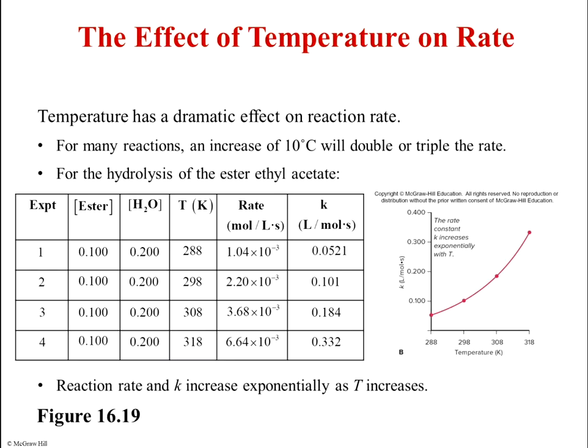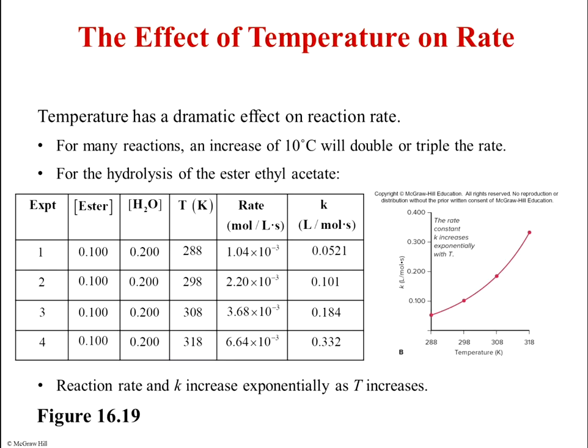So if we do this hydrolysis reaction, here we have 4 experiments where we have the same ester concentration and the same water concentration. And we're changing our temperature from 288 up to 318 Kelvin. You can see that the reaction rate is increasing. And since the concentrations are constant, that tells us that if the rate is increasing, the rate constant must be increasing. That's what's driving the reaction.